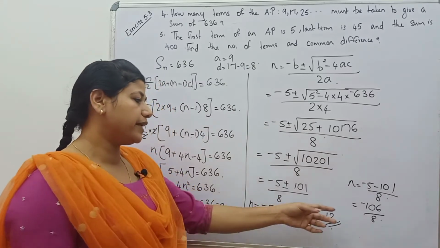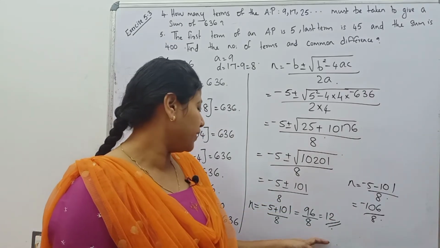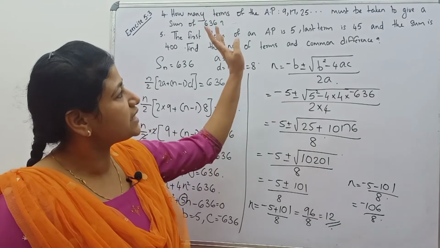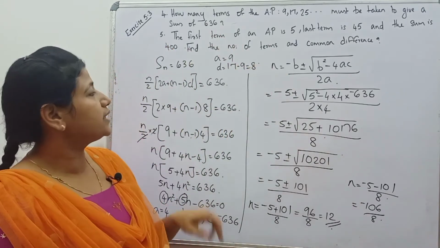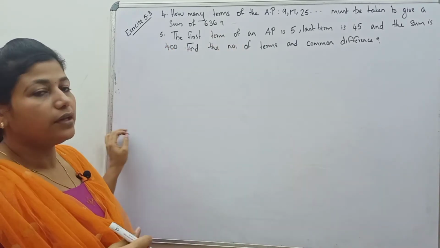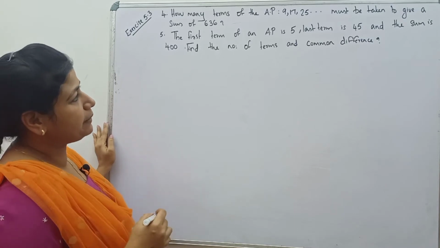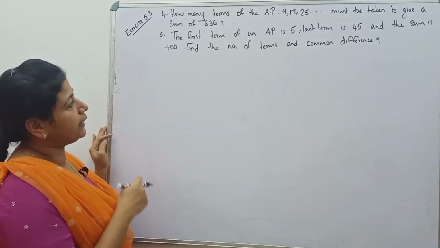Okay, n can never be negative. So we can conclude here n equal to 12. So the sum of first 12 terms is 636. Clear? Fifth question, the first term of an AP is 5, last term is 45 and the sum is 400.